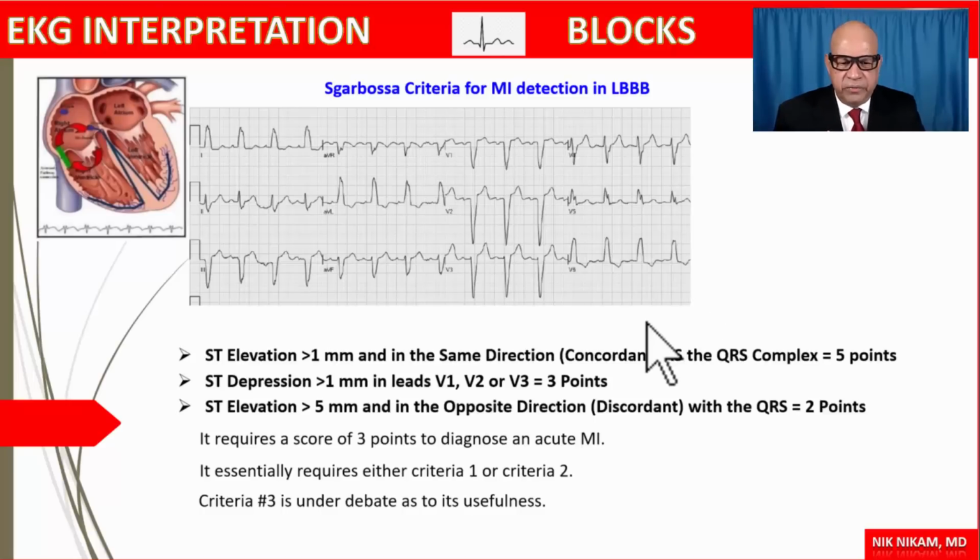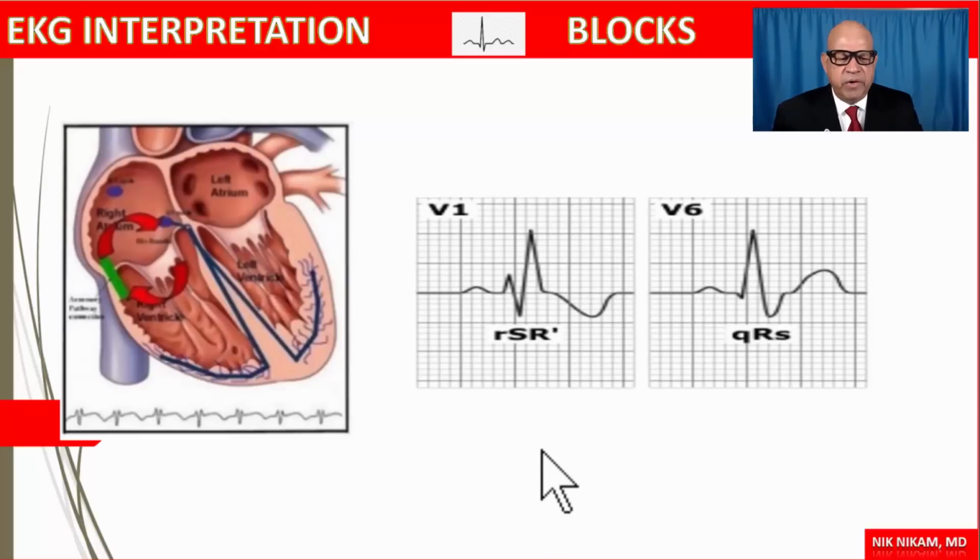Okay, let us continue. Now we're going to switch gears and talk about right bundle branch block. In the previous slide, we saw changes involving primarily lead 1, AVL, V5, and V6. The right bundle branch, when it is blocked, the impulse travels through the left bundle, and from there it traverses through the myocardium to activate the right ventricle. So there is delayed activation of the right ventricle.